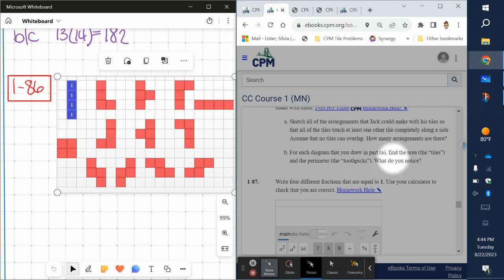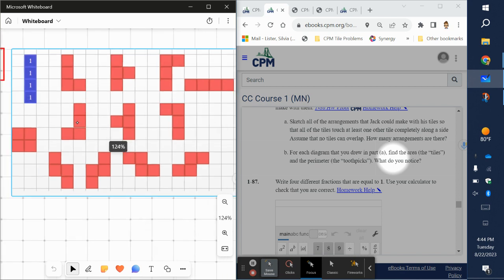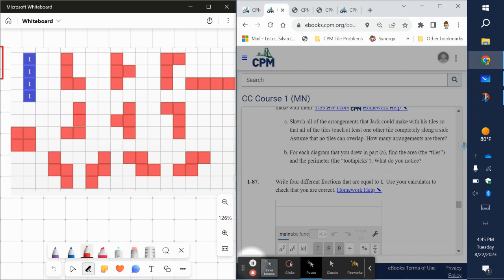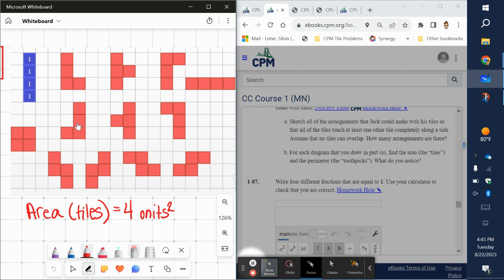What do you notice? So I'm going to zoom in on all of these. And I know that the number of tiles is 4 for all of these. And so I don't really need to figure out different areas because all of the areas are 4. The area for all of them, which is the number of tiles, that's 4 units. And I can put a little square there for units squared because they are square units.